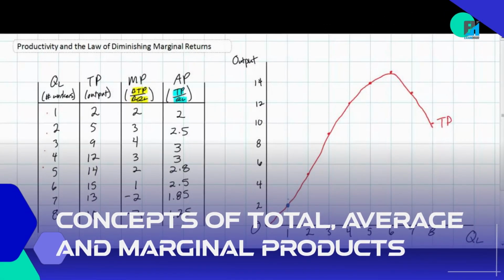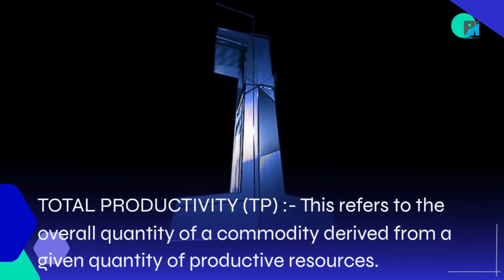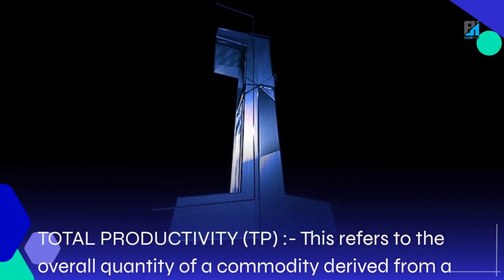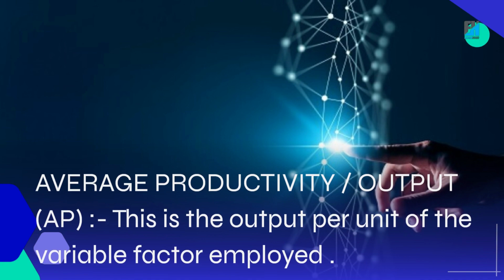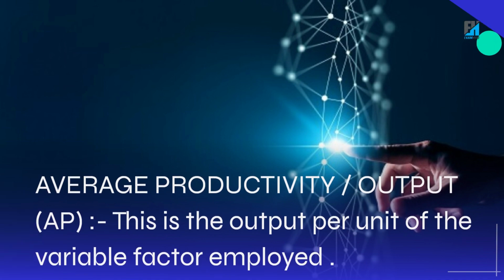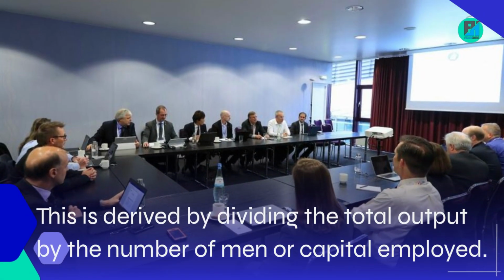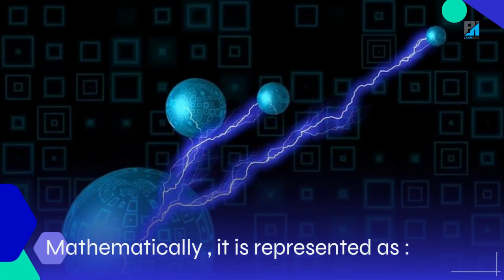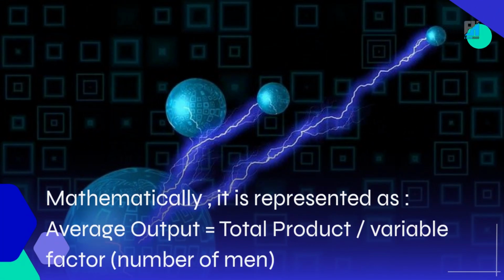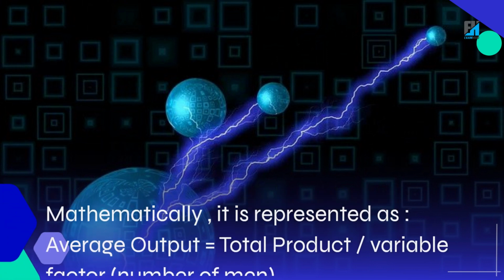Concepts of total, average, and marginal products. Total productivity, TP, refers to the overall quantity of a commodity derived from a given quantity of productive resources. Average productivity or output, AP, is the output per unit of the variable factor employed. This is derived by dividing the total output by the number of men or capital employed. Mathematically, it is represented as average output equals total product over variable factor, number of men.